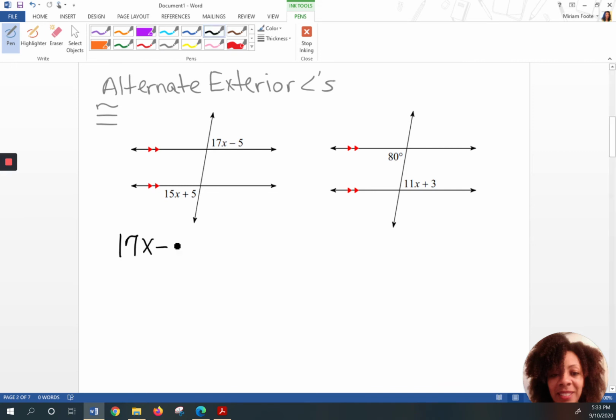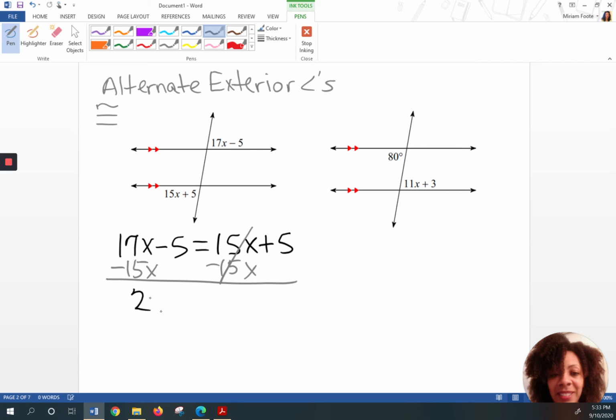17x minus 5. This time it's equal, not a plus. 15x plus 5. And now we want to start isolating to get x by itself. So subtract 15x on both sides. And that gets rid of it on that side, and I'm left with 2x minus 5 equals 5. And then I want to isolate that 5 or move the constant over. So plus 5.